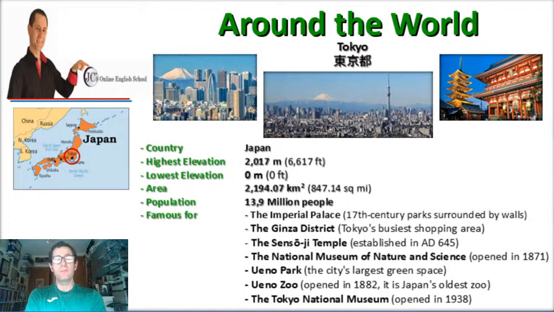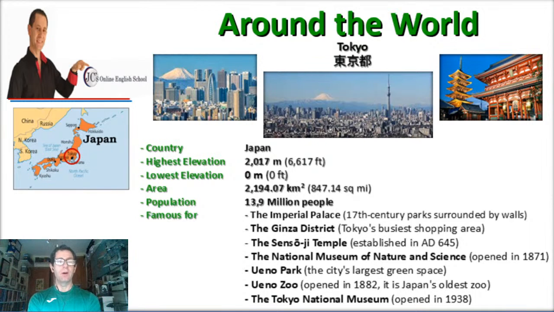Now, Tokyo is famous for several things. Among them, we have the Imperial Palace, which consists of 17th century parks surrounded by walls. Very interesting. There are beautiful pictures out there on the internet if you're interested. It is also famous for the Ginza district, which is Tokyo's busiest shopping area, in case you want to do your shopping when you go there. Another thing that Tokyo is famous for is the Senso-ji Temple, which was established in the year 645 AD. That's extremely old.